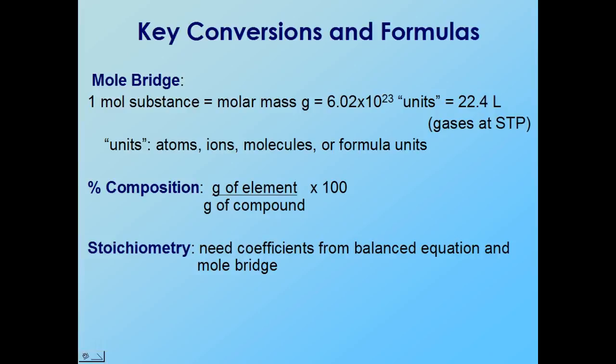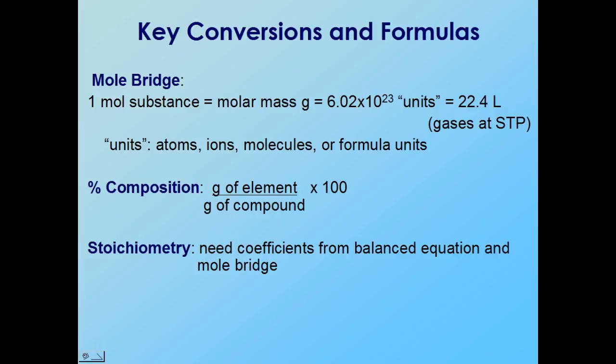So just as a quick reminder, 1 mole of any substance is the same as its molar mass in grams and is also equivalent to 6.02 times 10 to the 23rd units, being atoms, molecules, formula units, or you could even consider ions. And it's also equivalent to 22.4 liters for gases that are at STP. So we can use those as our conversions to switch between quantities of a substance or different substances.